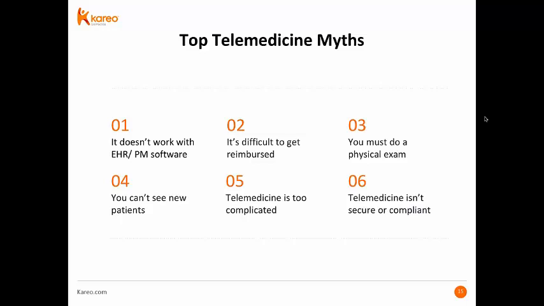Okay, next, that it's difficult to be reimbursed. As we've discussed, this is in fact wrong. It is possible to be reimbursed for telemedicine visits from private and commercial payers. Our rules engine helps you do this day in, day out. Number 3, that you must do a physical examination. As we just discussed, that is in fact wrong. This is probably the most common myth associated with telemedicine. The types of visits that are best suited for telemedicine simply don't require a physical examination.